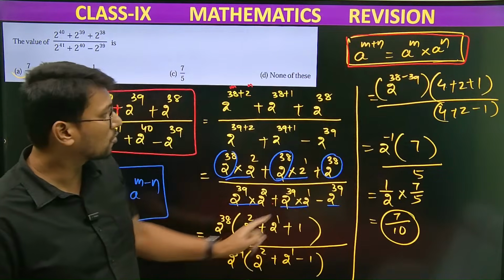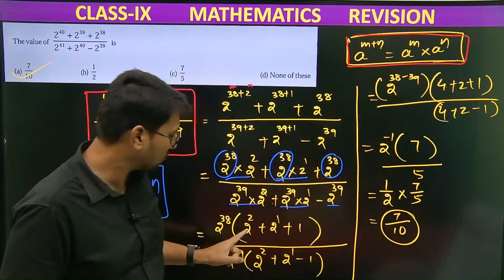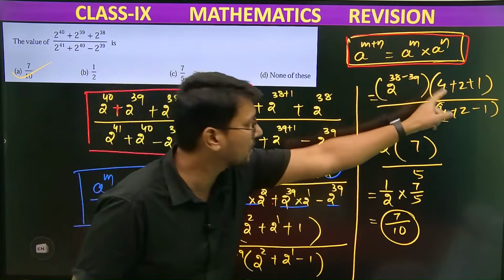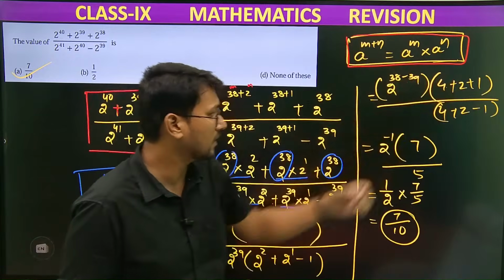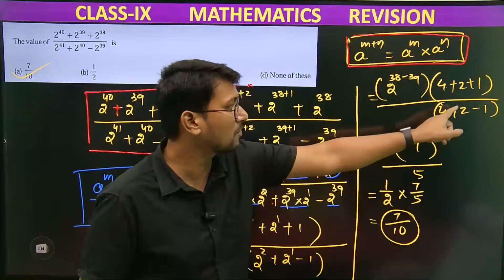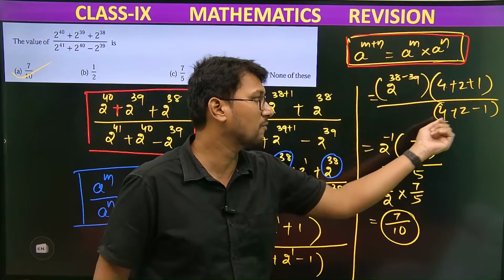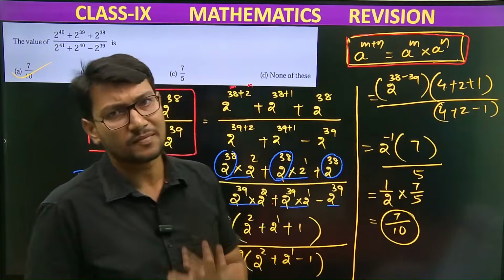Clear? Now 2 to the power 2 is how much? 4. 2 to the power 2 becomes 4, plus 2 to the power 1 becomes 2, plus 1 is 1 itself. And in the denominator 4 plus 2 minus 1. 4 plus 2 is 6, minus 1 is 5.